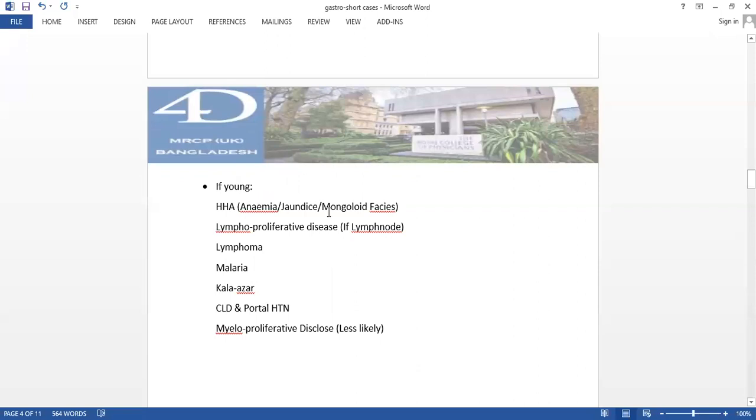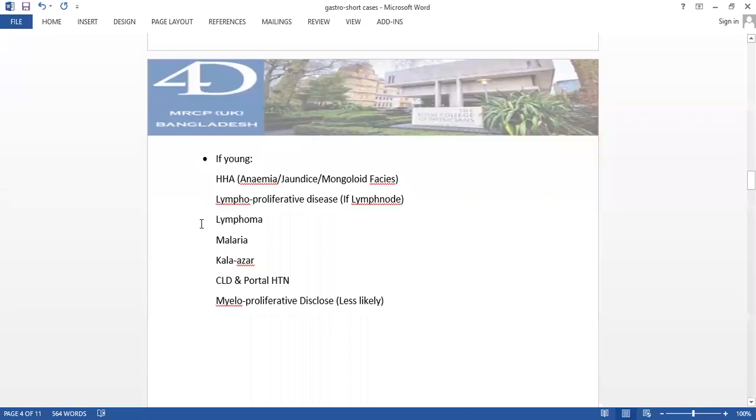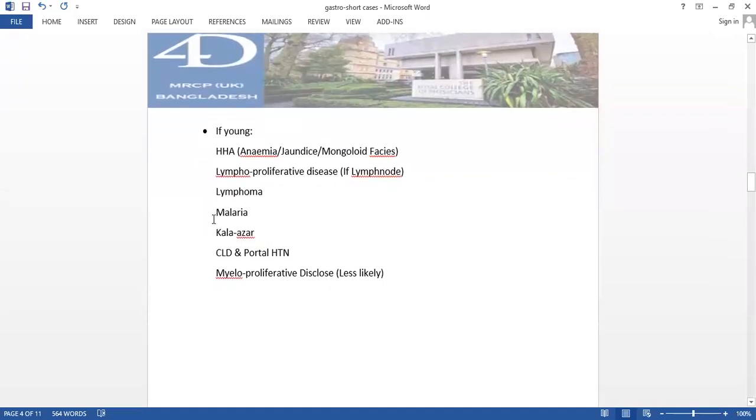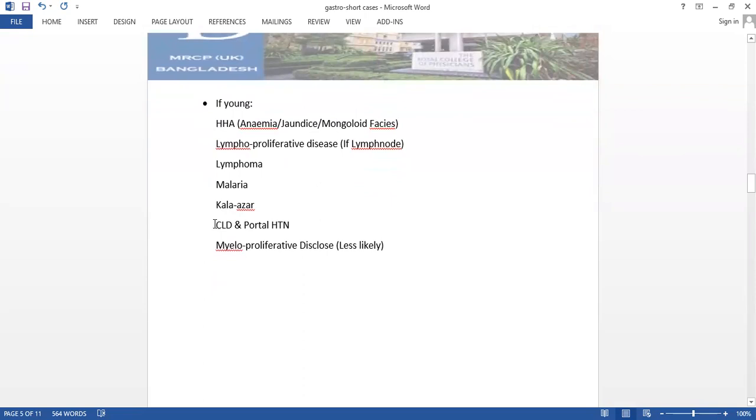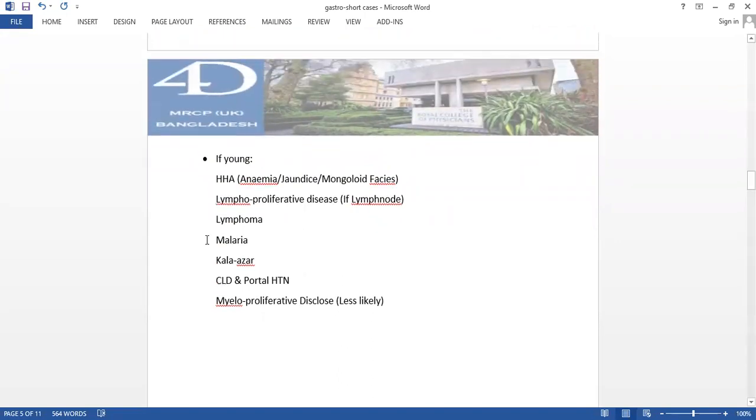And if the patient is young, hereditary hemolytic anemia, especially if the patient has anemia and jaundice and is associated with mongoloid facies, will be the first diagnosis. Then we can consider lymphoproliferative disorder, because Hodgkin lymphoma has a young onset or bimodal distribution. So we can consider lymphoma, malaria, kala-azar, also CLD with portal hypertension. Myeloproliferative disorder happens less likely in a young patient, so you need to keep that in mind in your list of differentials.